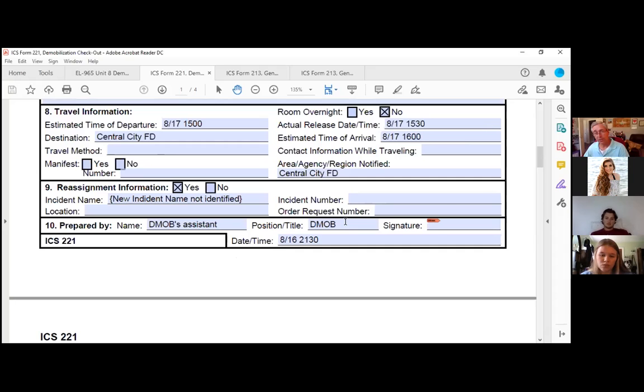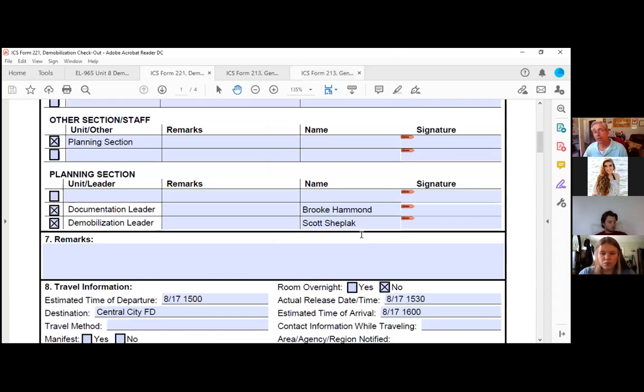Reassignment information in the activity was talked about, that there was a new incident. So that's why the resource is being released as a priority, because there's another incident. And the form was prepared by the DMOB's assistant, and it was prepared August 16th at 21:30. It's just kind of what I guessed.